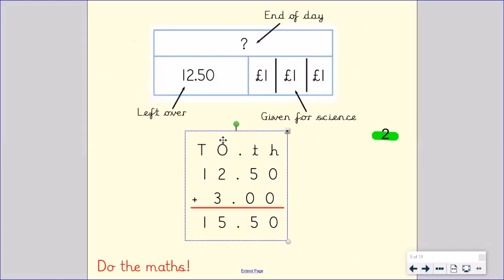Okay, so here we go, annotate it again. My equation here is £12.50 plus £3. Now, obviously, I've just taken these £1. I need to add them together, and I've done that here. So £12.50 plus £3 equals £15.50, and now I know how much she has at the end of the day.